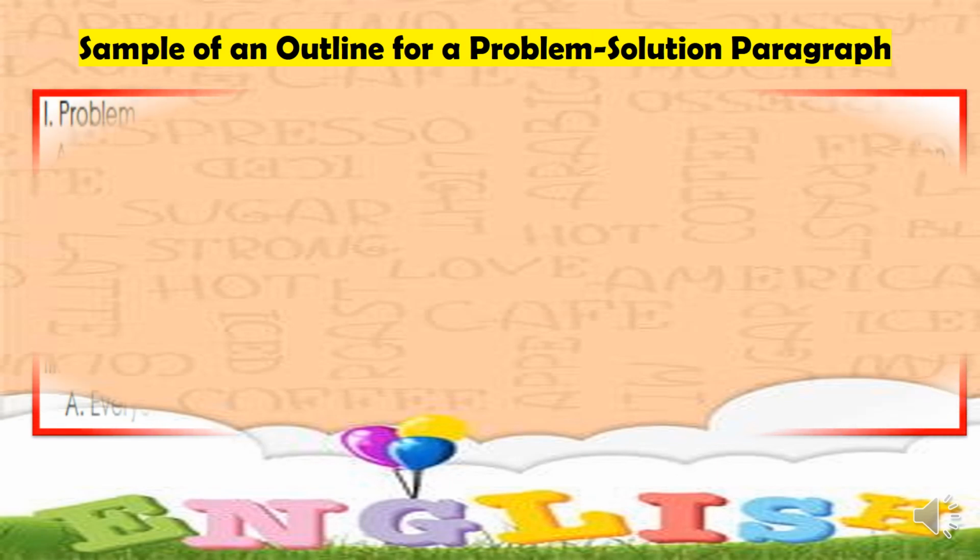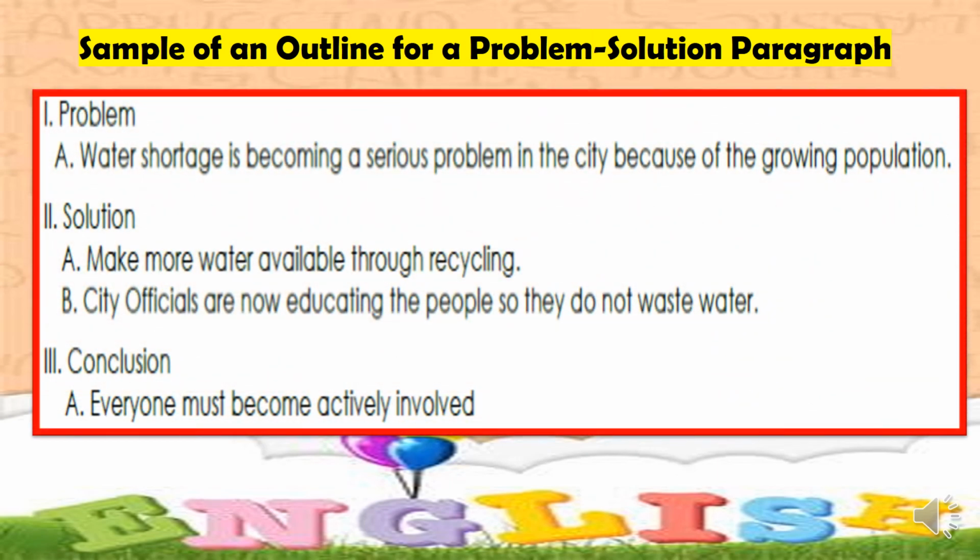So here is a sample. For the first Roman numeral, we have the problem. Letter A, water shortage is becoming a serious problem in the city because of the growing population. And for Roman numeral two, we have the solution. And what are those? A, make more water available through recycling. And letter B, city officials are now educating the people so they do not waste water. And for the conclusion, letter A, everyone must become actively involved.